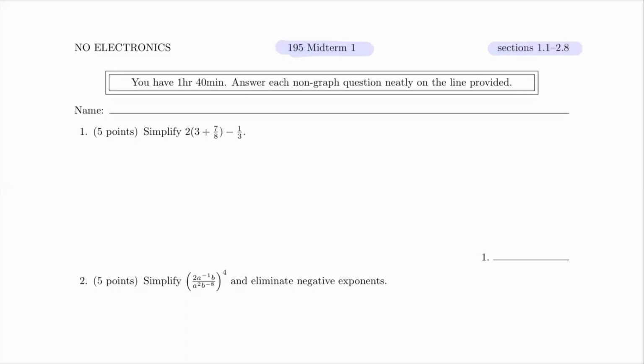I will leave a PDF file of the test in the description box, so that way you can work out the questions on your own, and then you can use the video to kind of check your answers.